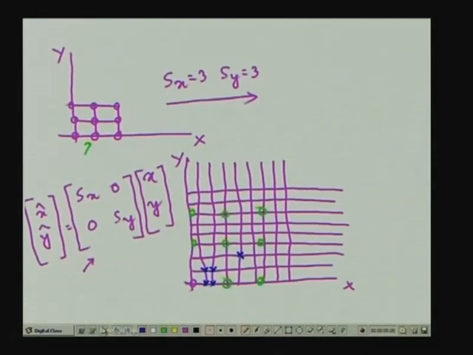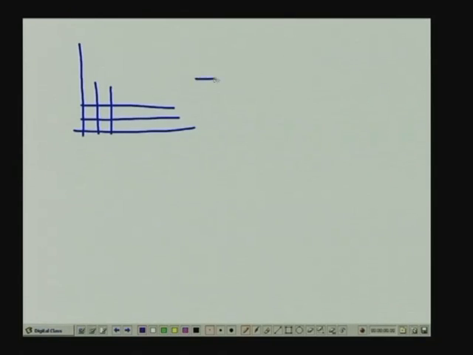So, instead of scaling, I apply a rotation operation to all these different pixels. I have this 3 by 3 pixel image, and suppose I rotate this image by an angle of 45 degrees in the clockwise direction.